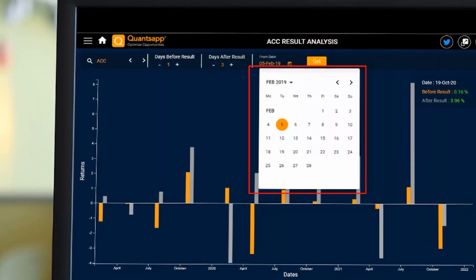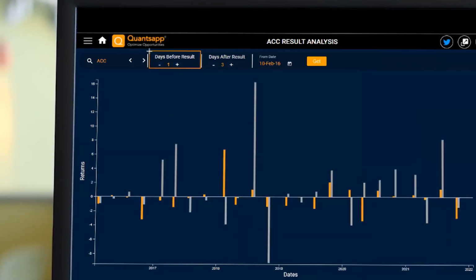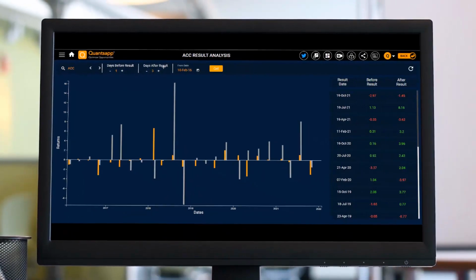Further, from date is how long a duration of data we want to have a look at. So I want to check how ACC performed 1 day before announcement of its result every time and how ACC behaved 3 days after announcement of its results. So here are the outputs below. Let's try to understand the graph below.